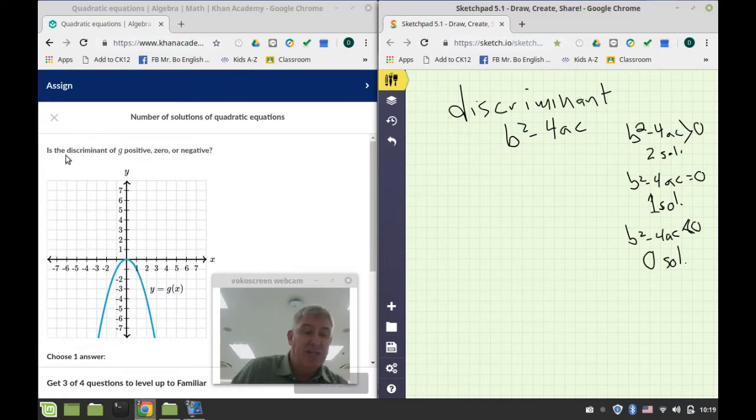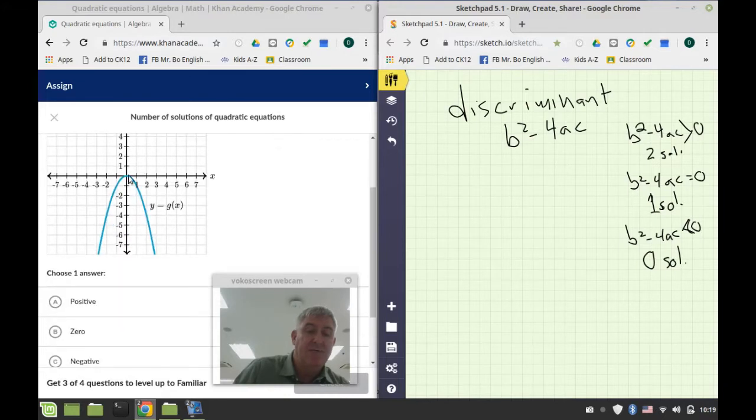Question: is the discriminant of g, our function here, g of x, positive, 0, or negative? Well, we have to look at how many x-intercepts it has, how many zeros it has. It looks like it has 1. From the picture, it looks like it has 1. And if there's one solution, then I know the discriminant is 0. So I'm going to choose that.